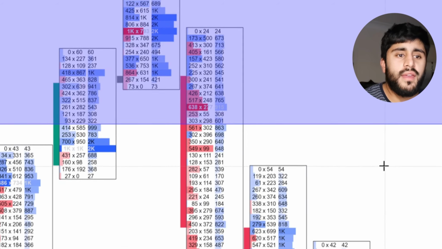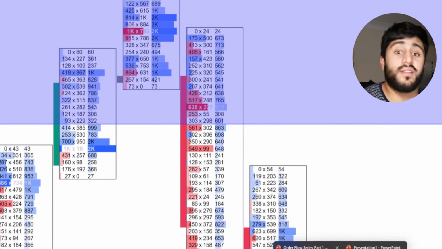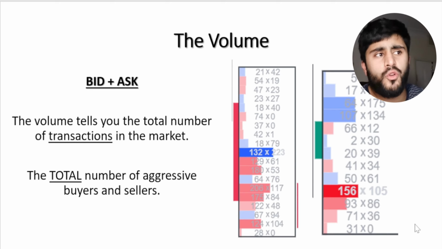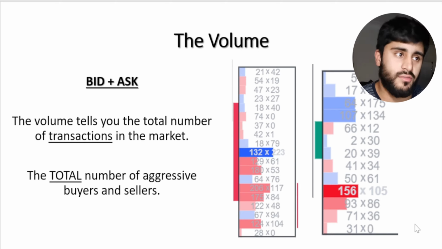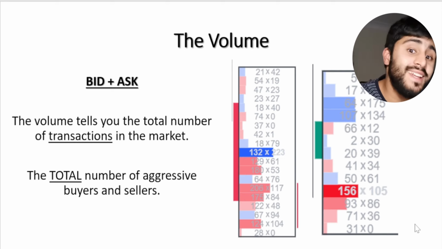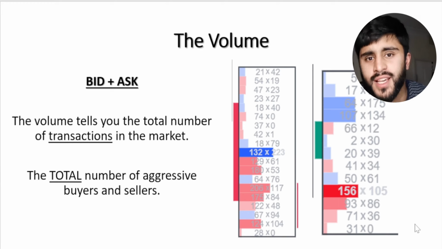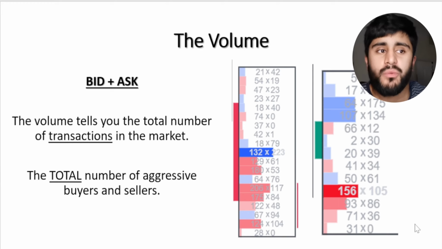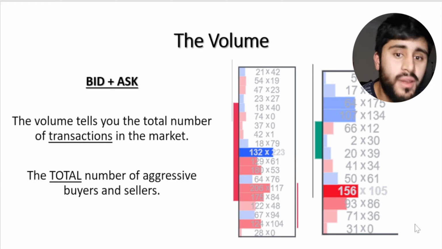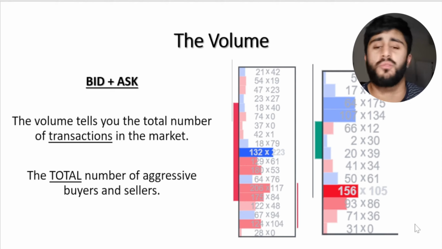The volume is very similar to the delta, but it's essentially the opposite sign. So the volume is the bid plus the ask, right? The volume tells you the total number of transactions hitting the market at that moment. And that's the secret with order flow. You're reading the transactions at that moment in price. And that's what allows you to determine in real time whether the price is going to move up and down.